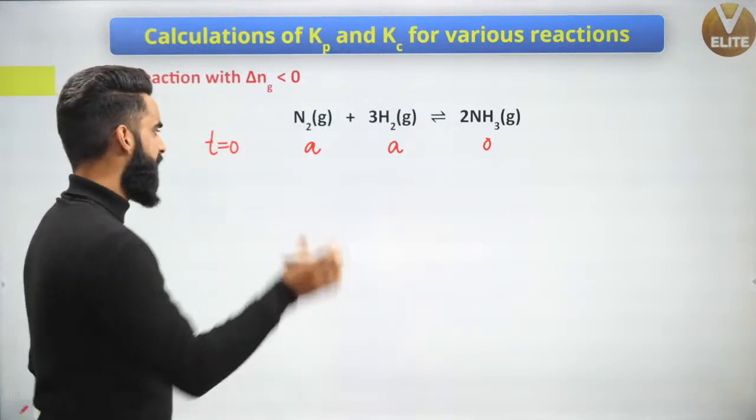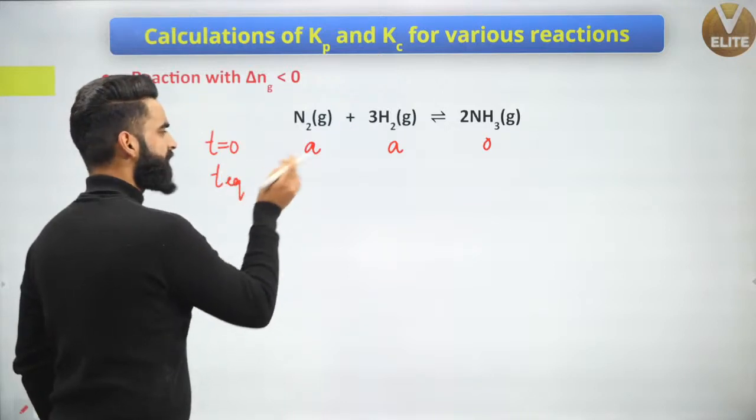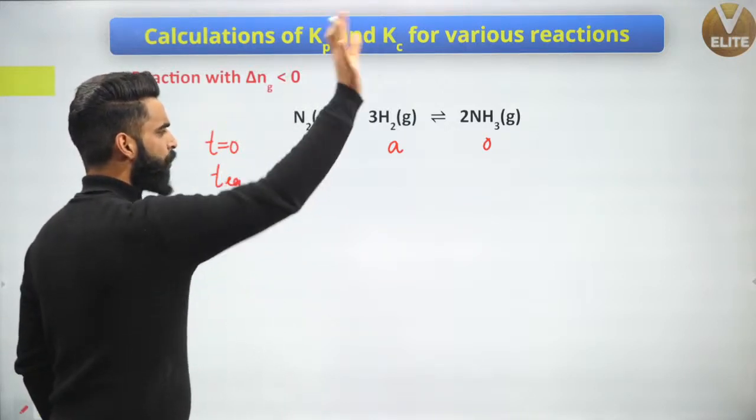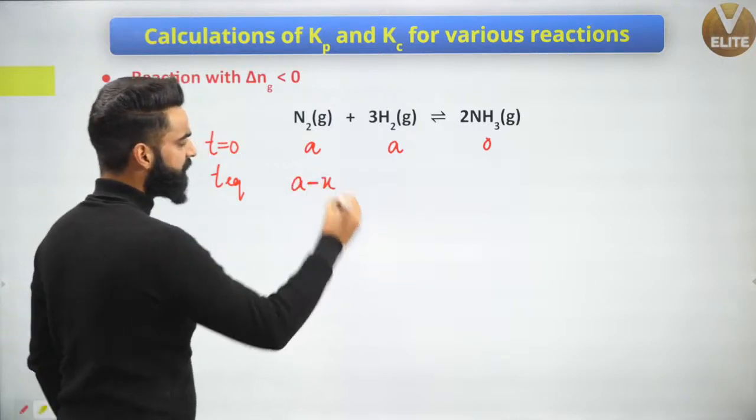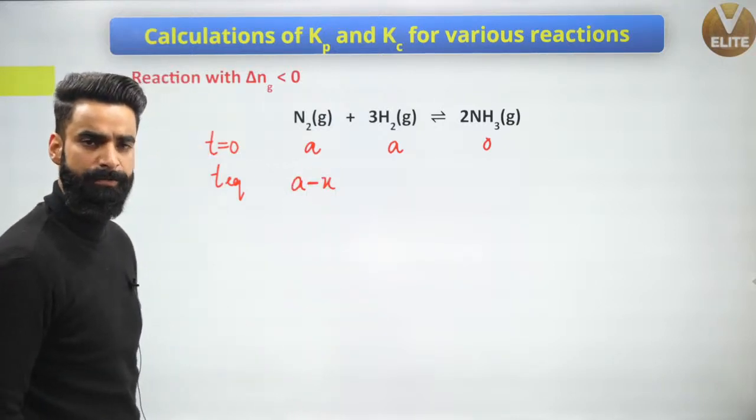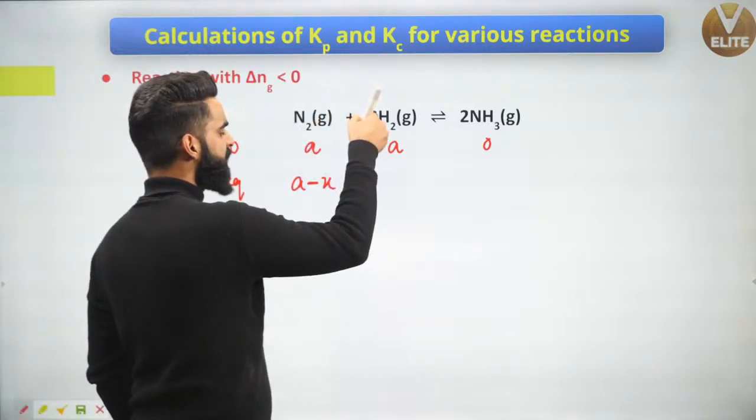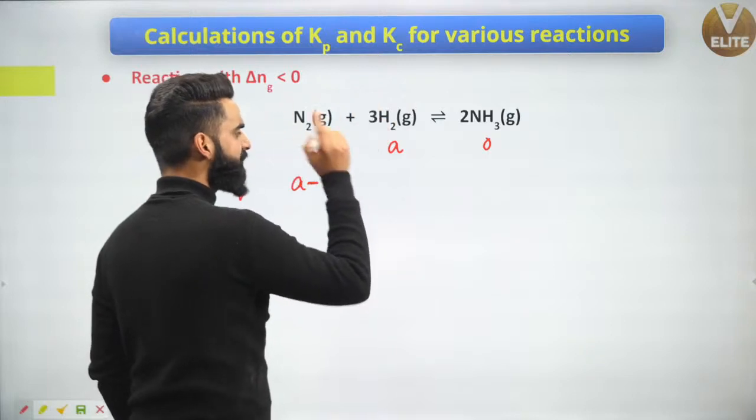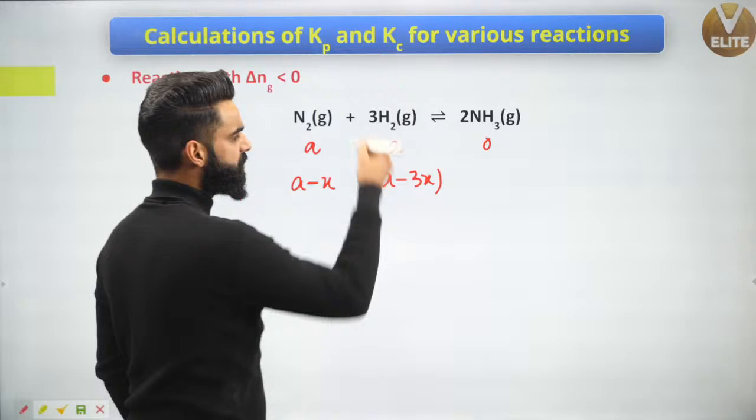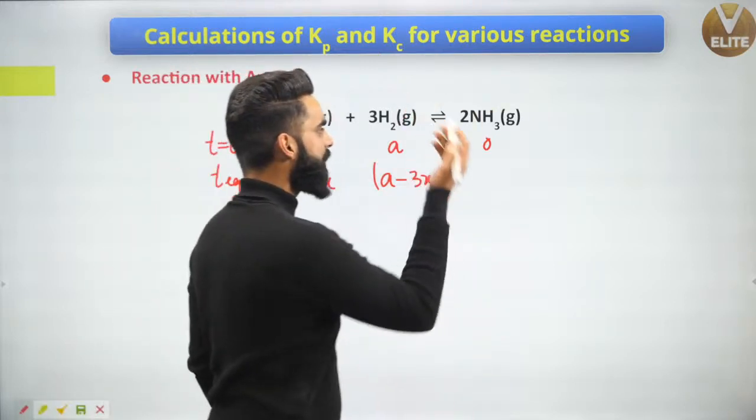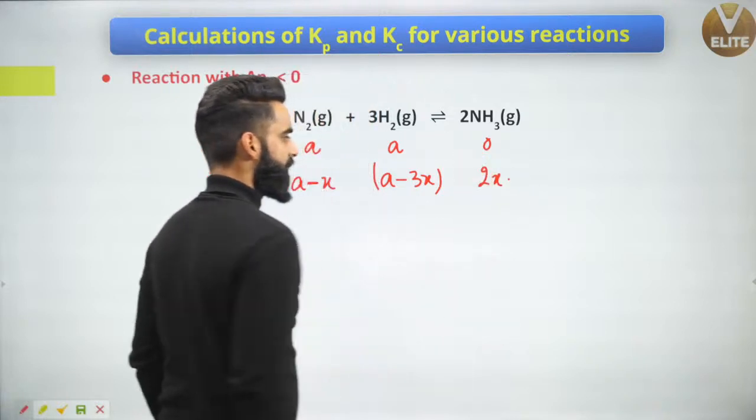Very simple. Now, for example, out of A moles of N2, let's assume X moles have reacted. So, how many moles of N2 will be left? I'll be left with A minus X moles of N2. Now, 1 mole of N2 reacts with 3 moles of H2, so X moles should react with 3X. I'll be left with A minus 3X moles of H2. How many moles of NH3 would have got formed? 1 mole gives 2 moles, so X moles should give 2X moles.